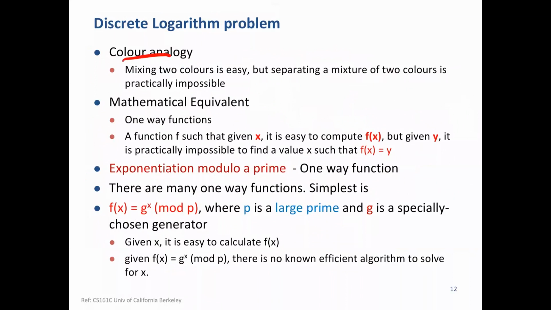So the color analogy says mixing two colors is easy, but separating the mixture of two colors is practically impossible. It's nothing but a one-way function. Take cow's milk, and into this you add some other element. Let's assume that you mix whiskey into that. Can you now separate out the milk from the whiskey? You cannot. So that is a loose way of defining a one-way function.